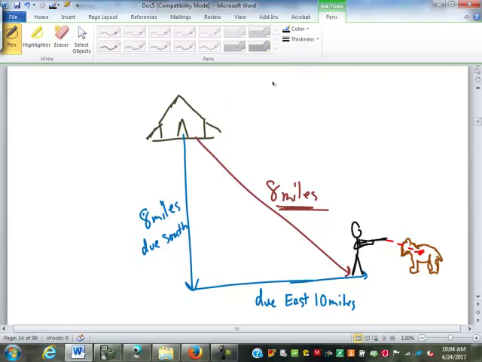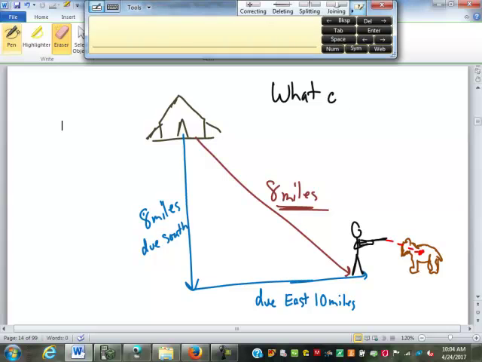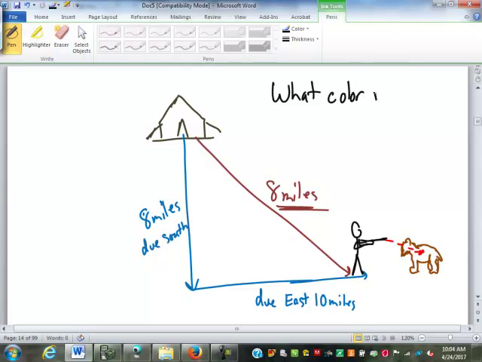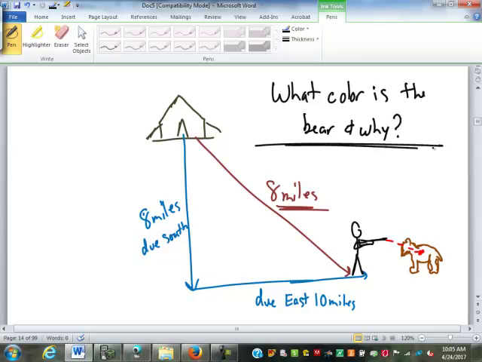Here's your question. What color is the bear? And why? You have to be able to explain the why to get credit. The first student that emails me the answer to that or tells me the answer in person will get 10 points. Everybody else who gets it correct will get 5 points. But again, you can't just tell me the color of the bear because there's only a few different colors that bears come in. You have to be able to tell me why it has to be that color. So that is our first extra credit question.